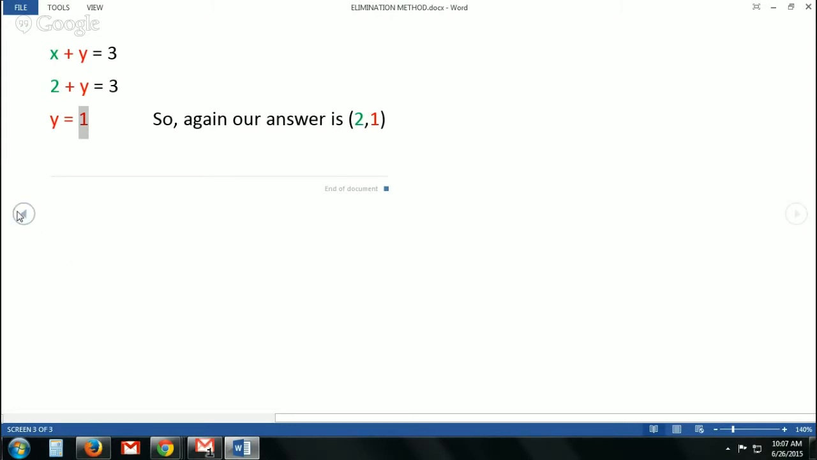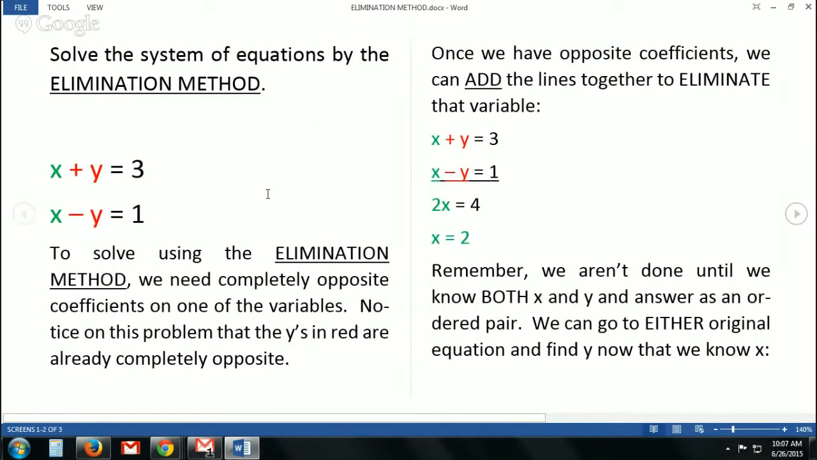Now this one was a little bit easier than some of the problems will be because we already had these opposite coefficients to begin the problem. If you don't already have opposite coefficients, you can create them by multiplying one of the lines or maybe both of the lines by any non-zero number that you want. Can't multiply by 0, that would make the row go away. But we can multiply any of the rows by any non-zero number that we like to create opposite coefficients. We'll see one of those a little later.